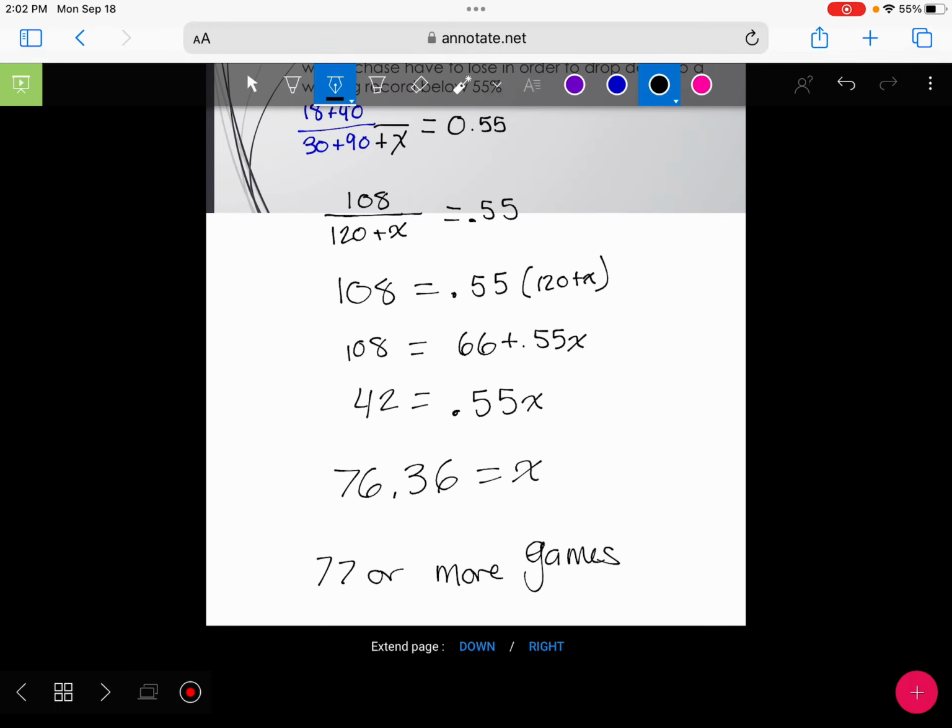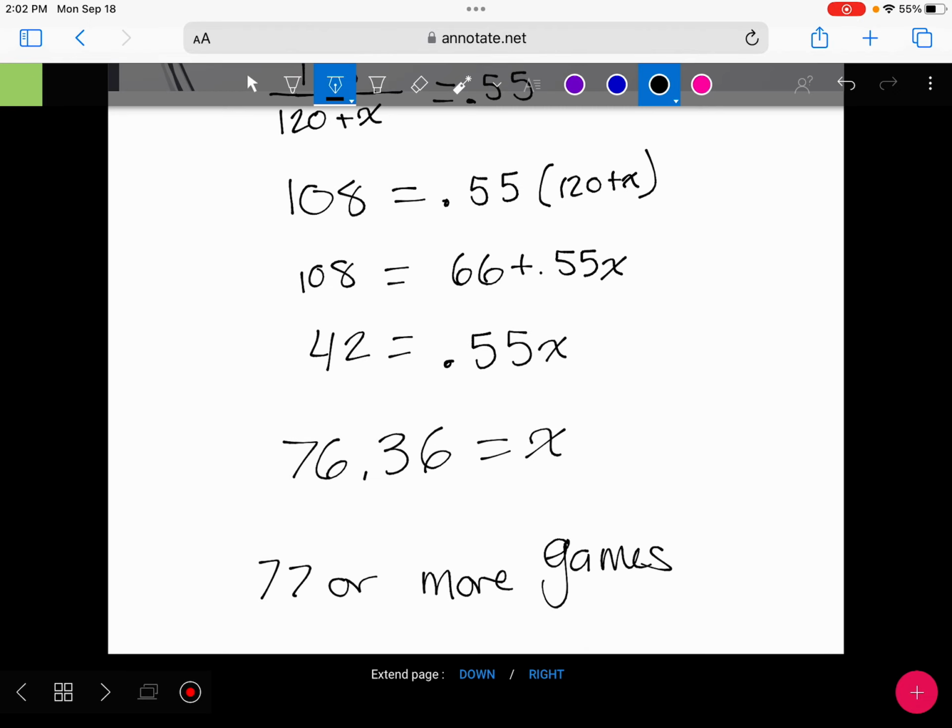What do you guys think? How many more games does he need to win? Or how many more games does he need to lose in a row? What do you think? How many games?